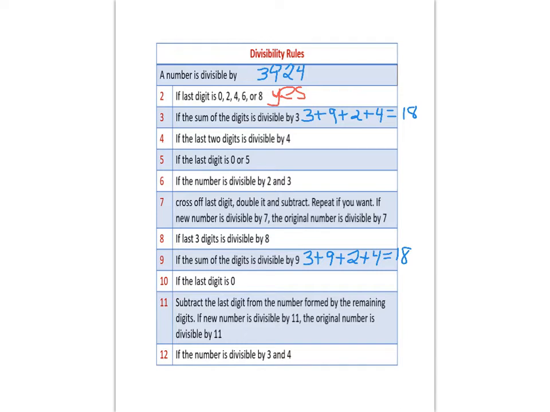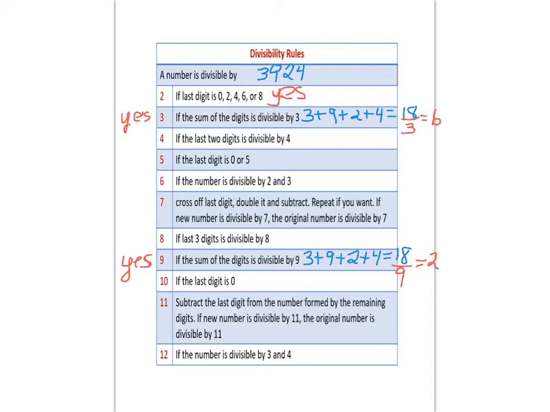For the 3's rule, if this sum, which is 18, is divisible by 3, which it is, it would be 6. And for the 9's rule, if the sum is divisible by 9, which it is because it's 2, then yes, 3,924 is divisible by both 3 and 9.